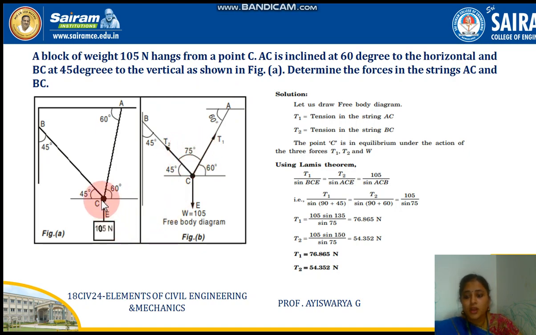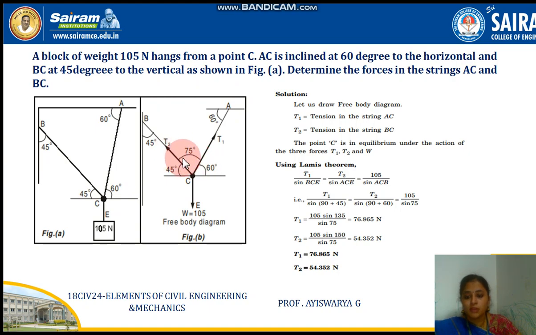Okay. And the load W of 105 Newton is acting at point C. See, W is equal to 105 Newton. Okay. And for strings, cables, ropes and all, we have to draw tensile forces, that is, forces pulling away. So just draw tensile force T1, tensile force T2, and 105 Newton. Okay. So by using Lami's concept, see, T1 divided by sine of 90 plus 45 degrees, T2 divided by sine of 90 plus 60 degrees, 105 divided by sine of 75 degrees.